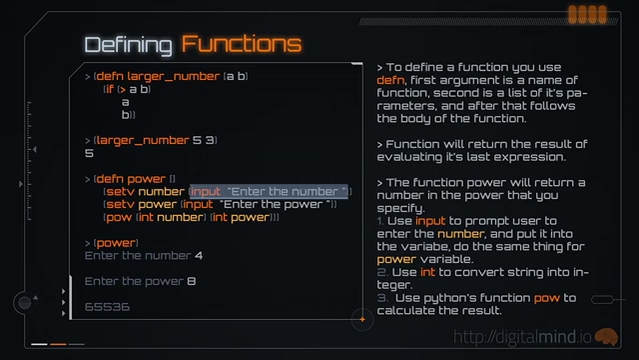First we use input to prompt the user to enter a number. Then we will assign the input to the variable. After that, we do the same thing for the power. And finally, we convert the variables into integers and pass them to the power function that computes the result.